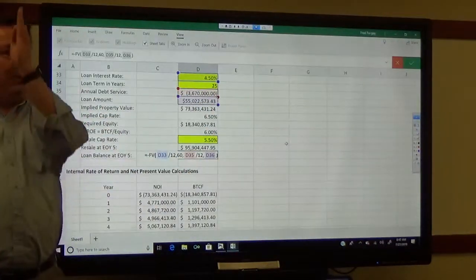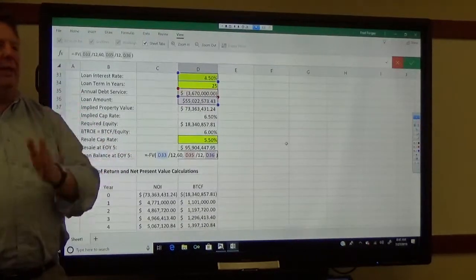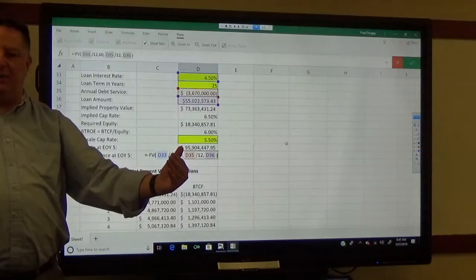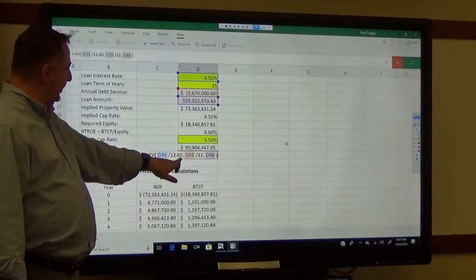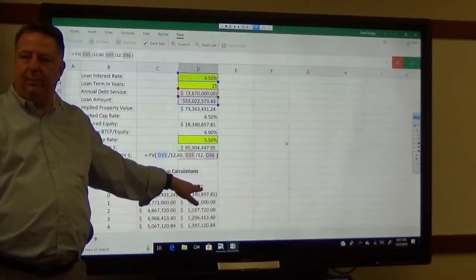So what we're wanting to know is, what is the payoff amount or the loan balance at the end of 60 months or 5 years? Okay, so thus the 60. Now, if we chose to have a different term, we'd have to replace that number, okay?